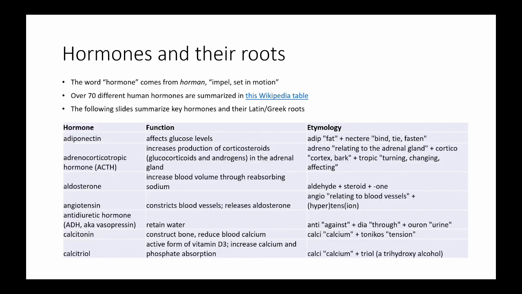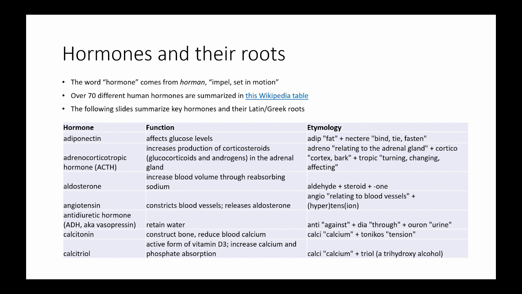Now we'll overview individual hormones and their etymology. First, the word hormone comes from hormon, meaning impel or set in motion, because hormones impel or set in motion many different processes in the body. There are over 70 different human hormones summarized in a great Wikipedia table that I have linked to here. But on the following slides, we'll go through some key hormones and their Latin and Greek roots.